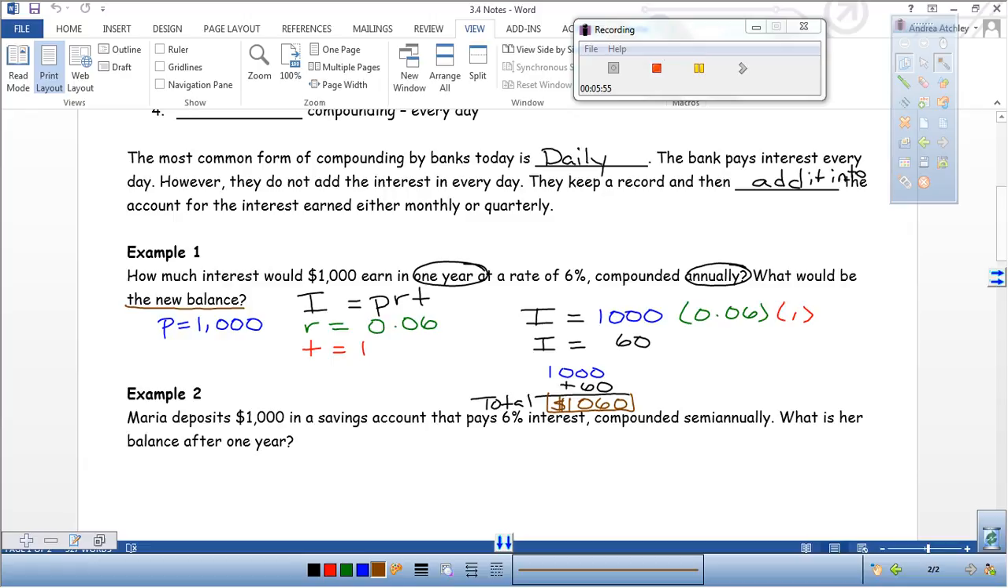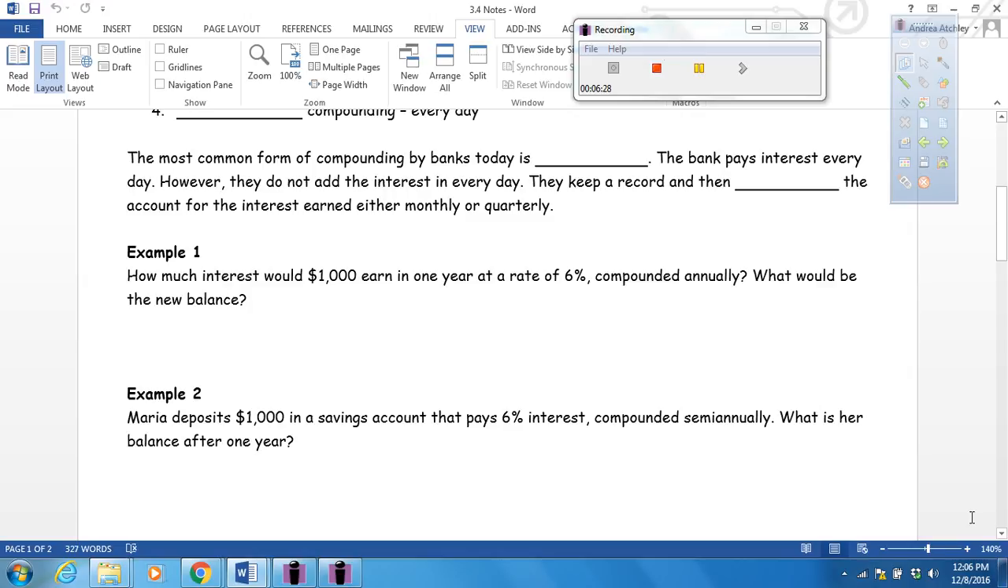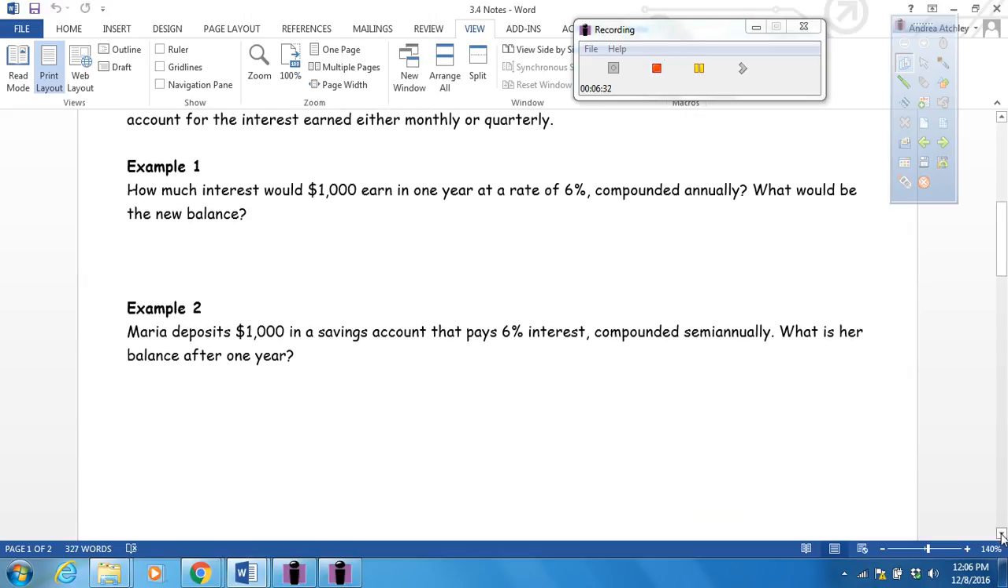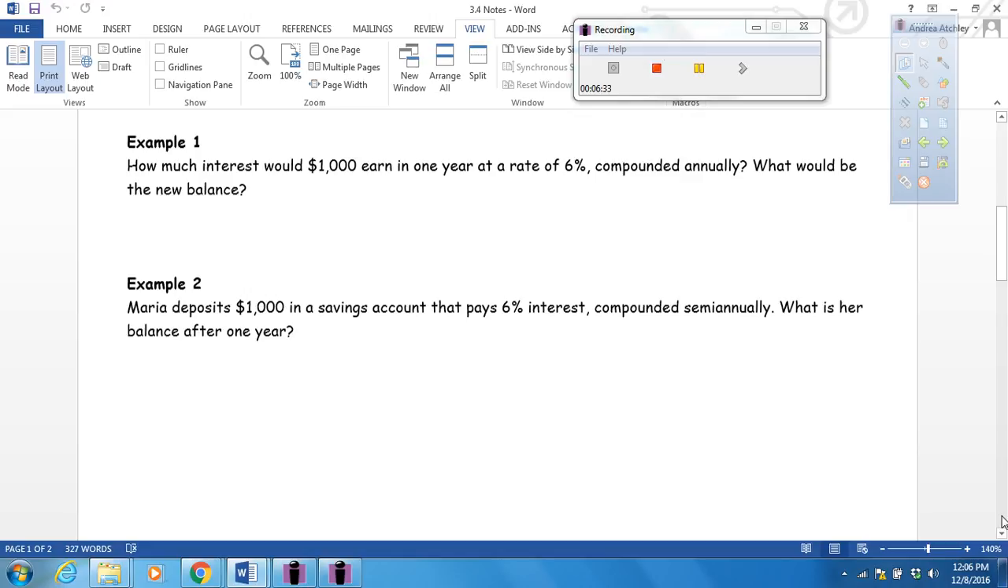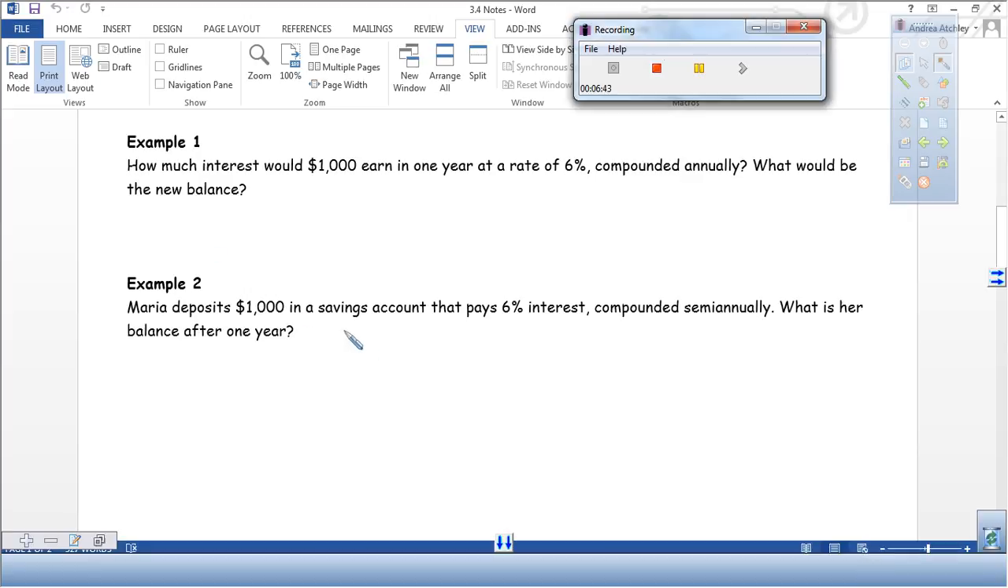Okay, so the next one is Maria deposits $1,000 into a savings account that pays 6% interest compounded semi-annually. What is her balance after 1 year? Okay. So if I'm being compounded semi-annually, how often am I going to be? Twice a year. I have to break my year into 6 months. Does that make sense? Okay. So every 6 months.